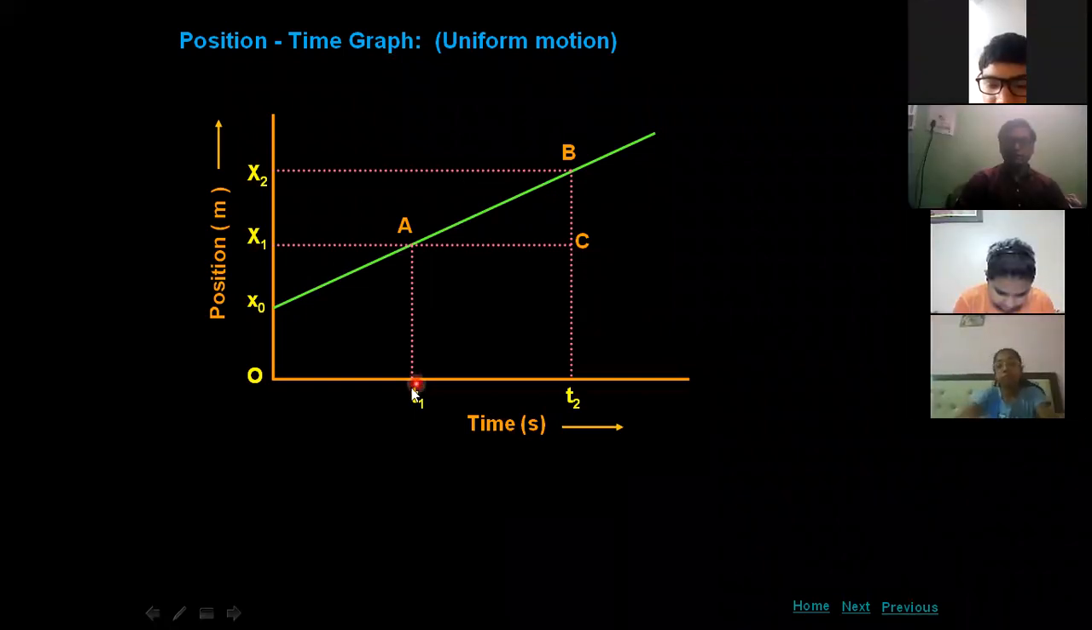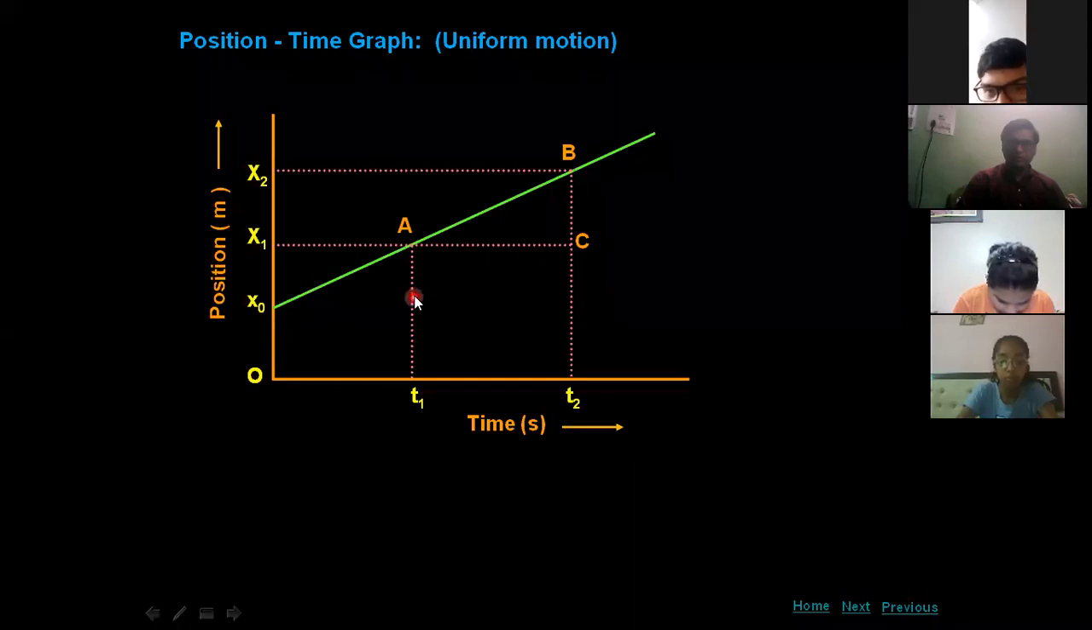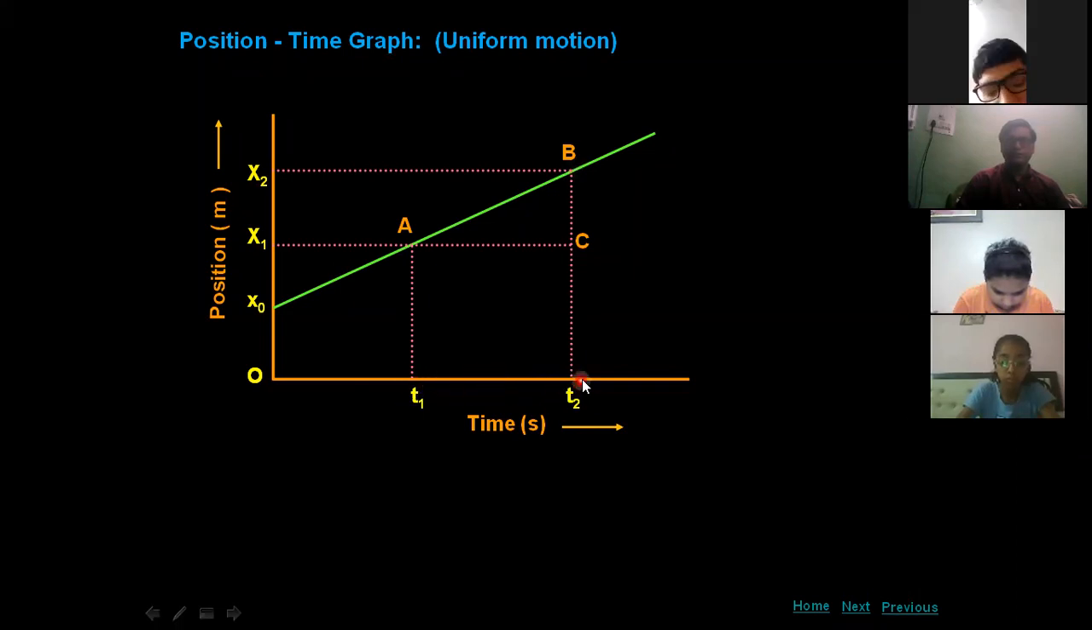At time T1, the position of the object is x1. So point A is a point on the given graph, and the time when the object was at point A is T1, and its respective position is x1. Similarly, at point B, the time is T2. Time changed from T1 to T2, and the object reached from point A to point B. So at point B, time is T2 and the position is x2.